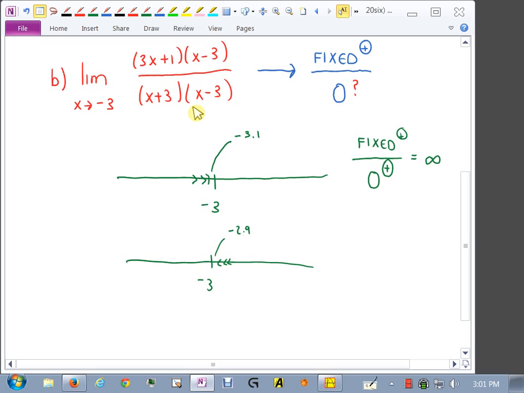So we're always just looking in a problem like this at addressing that 0 on the bottom, determining if it's positive or negative. So plug negative 2.9 right in here, and what would you get? A positive or a negative? Positive. Plug in negative 2.9 here, and you get what? Negative. Positive times negative? Negative. So you have a fixed positive number divided by 0 that's actually just a little bit negative. This gives you negative infinity. What's your conclusion? Does not exist.